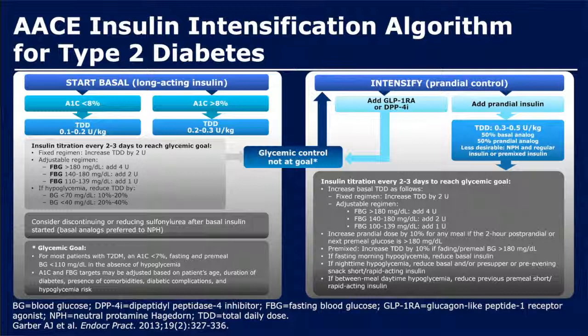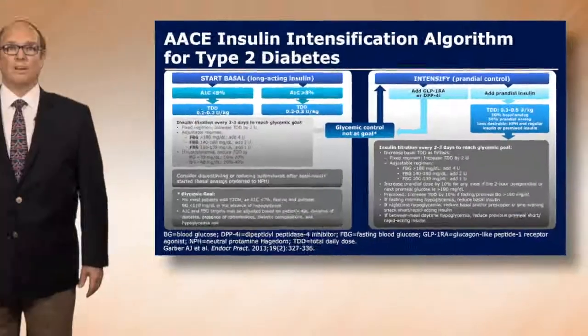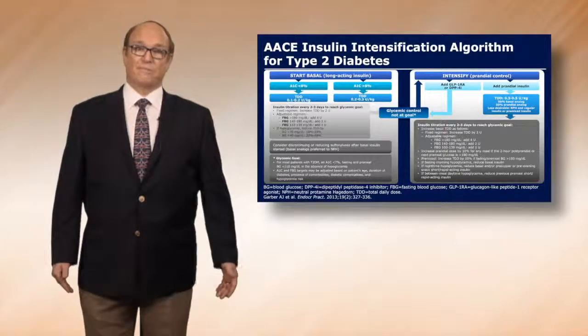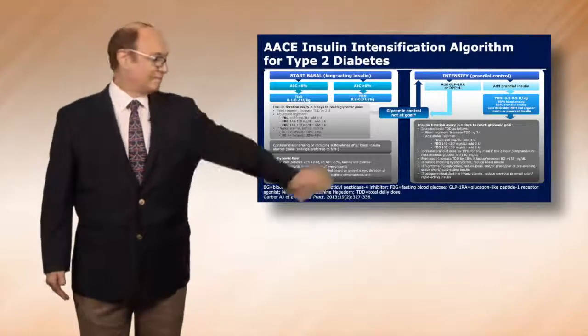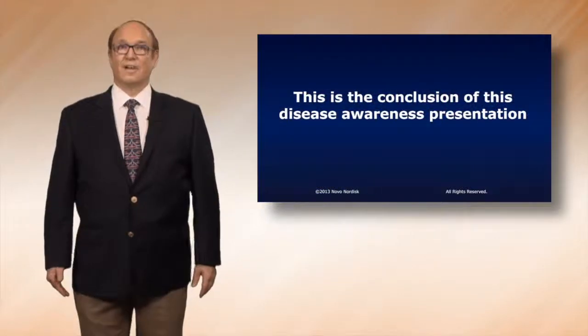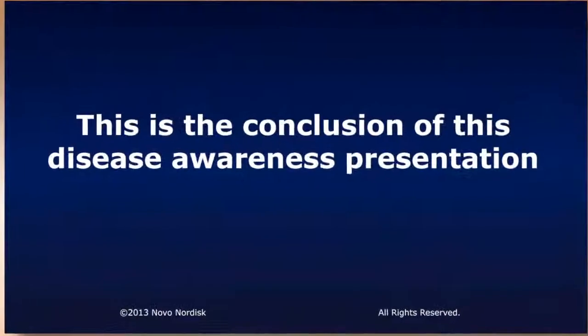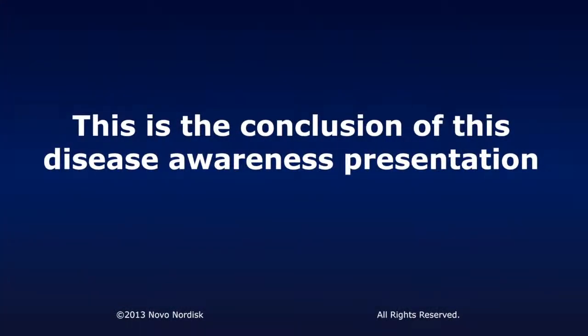For patients on prandial insulin, the total daily dose should be 0.3 to 0.5 units per kilogram, consisting of 50% basal analog and 50% prandial analog. Less desirable are NPH and regular or premixed insulin. More detailed information can be found by reviewing the published ACE algorithm. This concludes the disease awareness portion of the presentation.